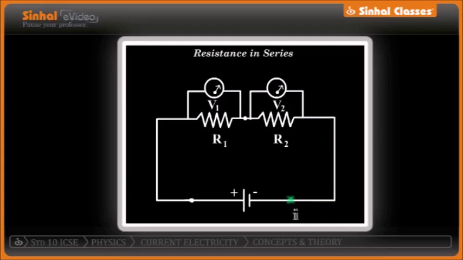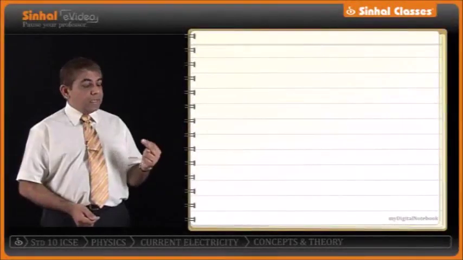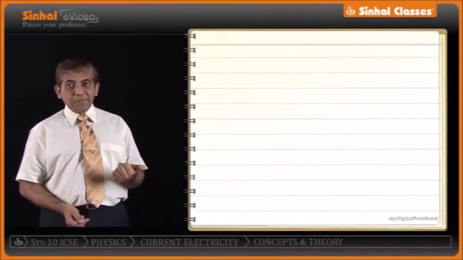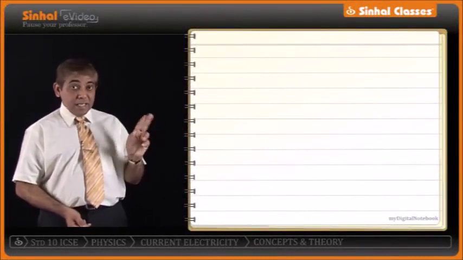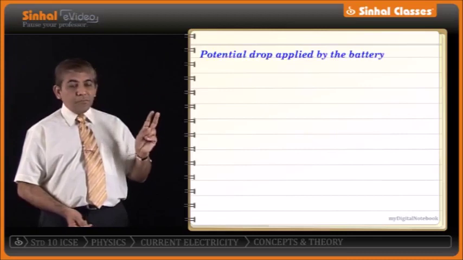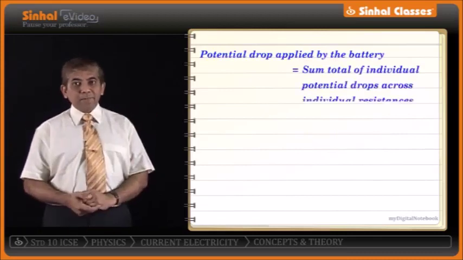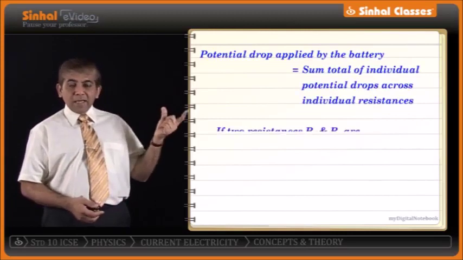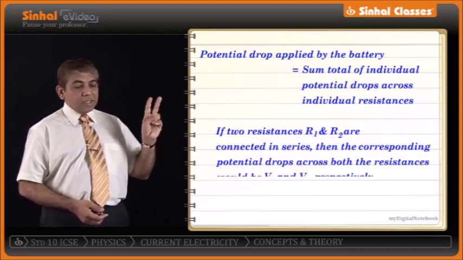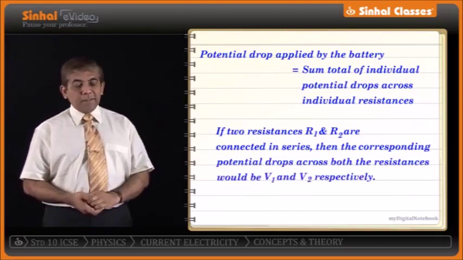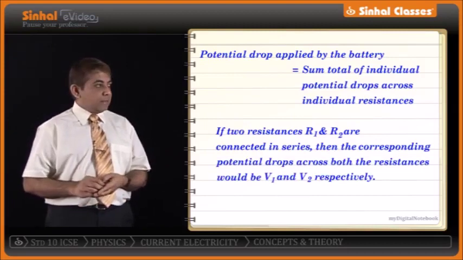Second one, since I'm applying a battery source over there, it will definitely have a potential drop or a potential difference. This potential drop that is applied by the battery is equal to the sum total of individual potential drops across individual resistances. So if I have resistance R1 and resistance R2, the corresponding potential drops are V1 and V2 respectively.